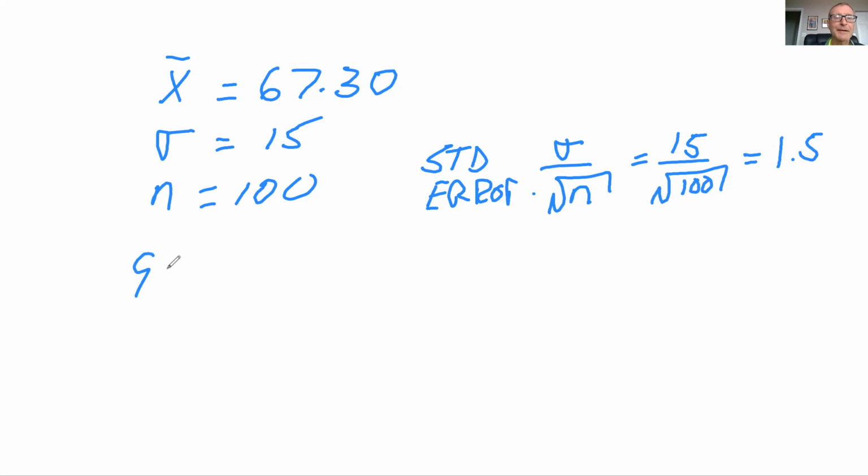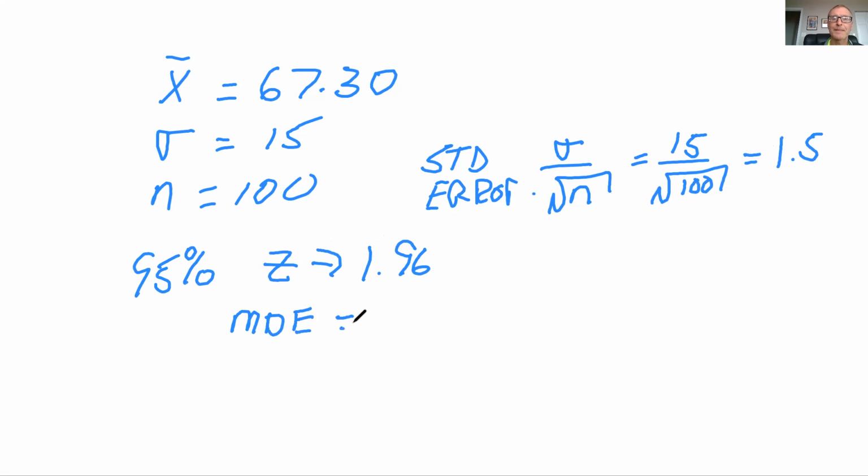If we do a 95% confidence level, that implies a z-score of 1.96. When we talk about the margin of error, it's the z-score times this. In the book, they call this the critical value.